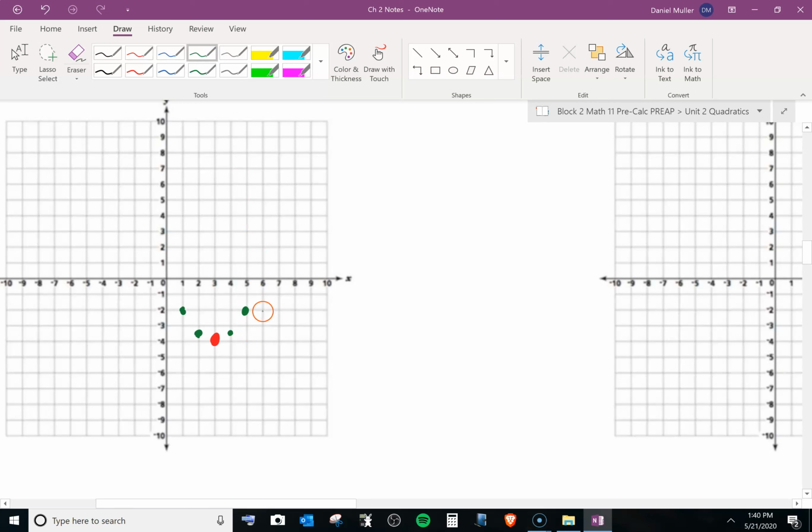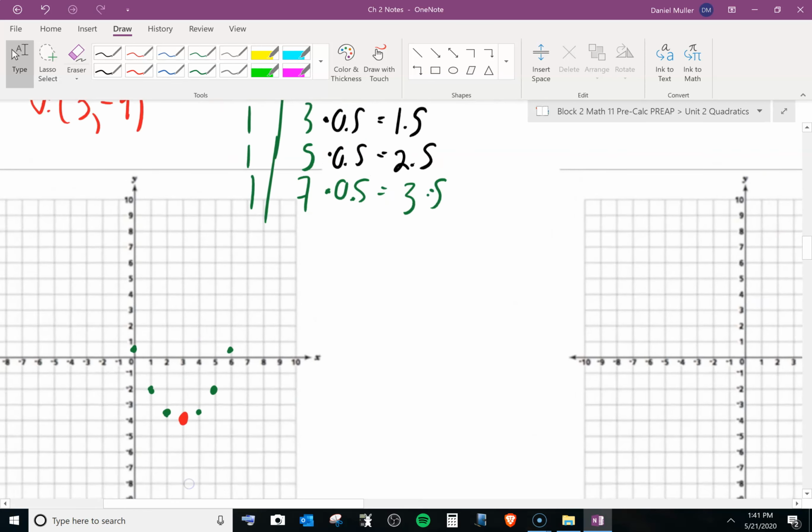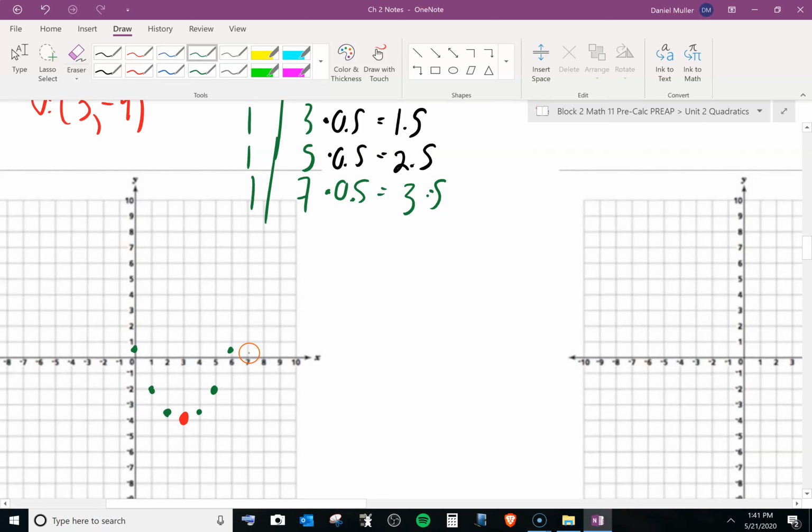Then over 1, up 2.5. I can probably just do another one here, 1 and 7. Because if I take 7 and times it by 0.5, or a half of 7, is 3.5. So I'm going to go over 1 and up 3.5. So there's the 0.5, and then 1, 2, 3. And then over 1, up the 0.5, and 1, 2, 3.